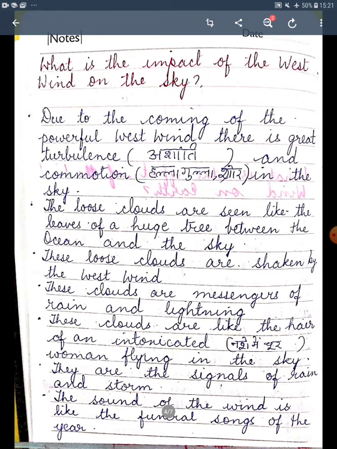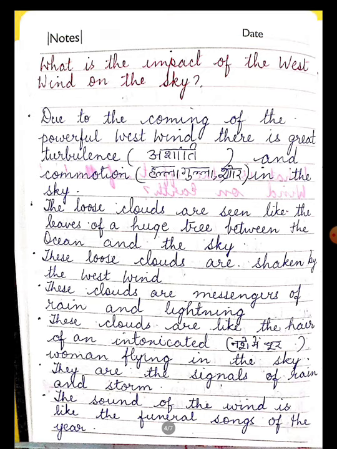What is the impact of the west wind on the sky? Due to the coming of the powerful west wind, there is great turbulence and commotion in the sky. The loose clouds are seen like the leaves of a huge tree between the ocean and the sky. These loose clouds are shaken by the west wind. These clouds are messengers of rain and lightning.